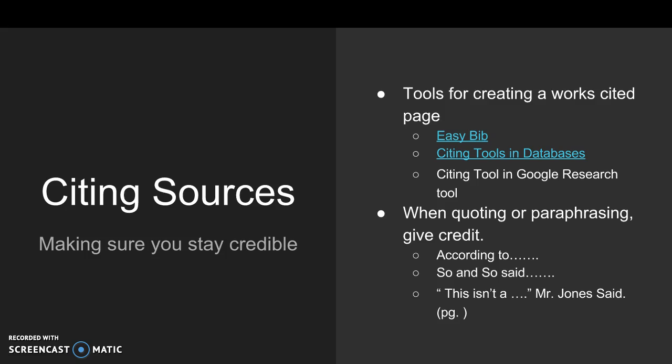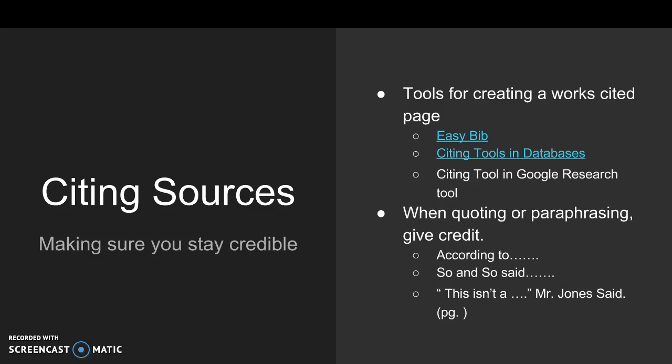The first is EasyBib. The second is if you use databases from the library, the public library, you'll see that they have a citing tools button. And then the last is what we'll be using in Google Research, which is the citing tool there. I'm going to be showing you EasyBib and Google Research today. So those are the important tools.